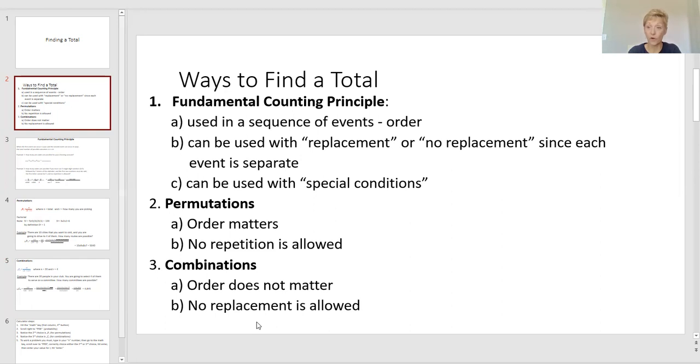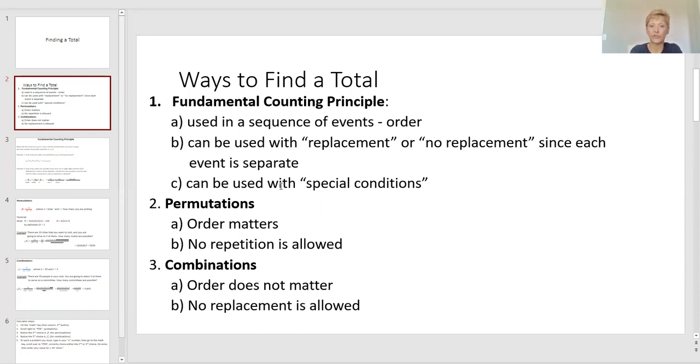Now, what if order does matter? Well, if order does matter, then you've narrowed it down to either the fundamental counting principle or permutations. Now, if you're in doubt between those, do the counting principle. The counting principle works all the time, even when permutations works. So if you're in doubt, do it this way with the fundamental counting principle.